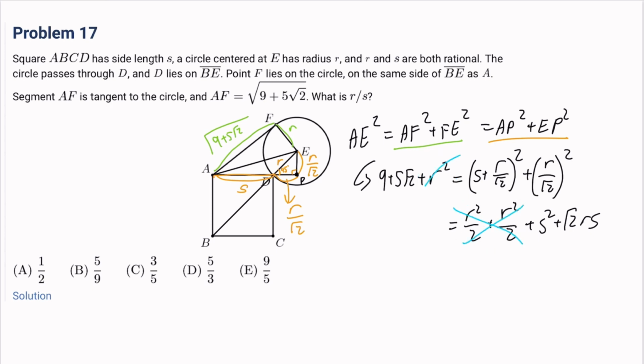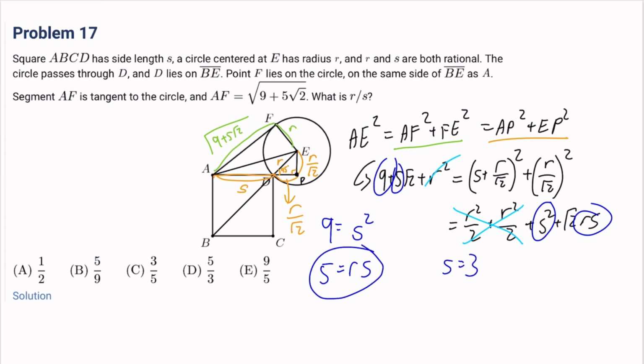This and these two can be cancelled. And since we know that this and this should be the same, and this and this and that should be the same, that means 9 equals S squared, 9 equals S squared, and 5 equals RS, right? So since 9 equals S squared and S is a positive number, that means S equals 3.